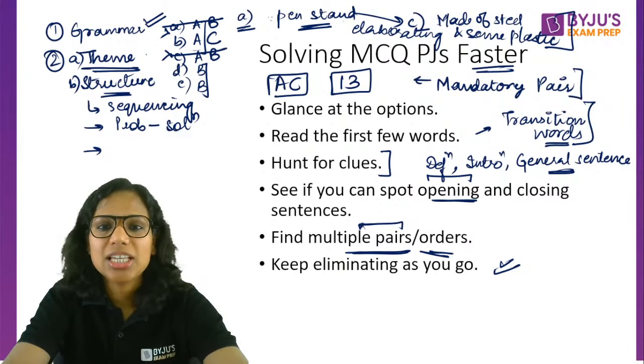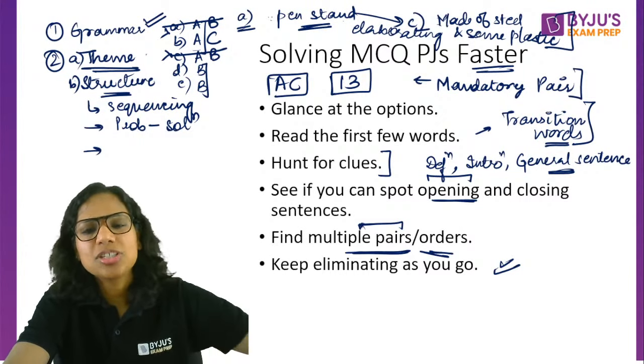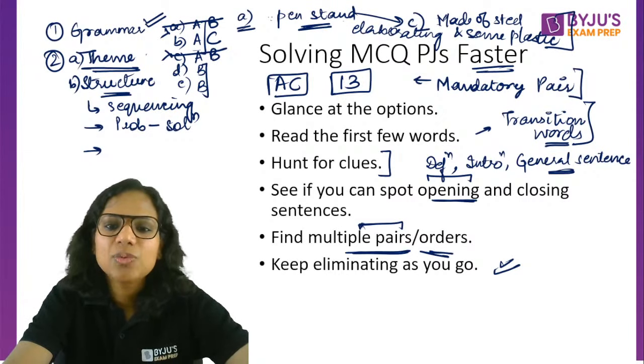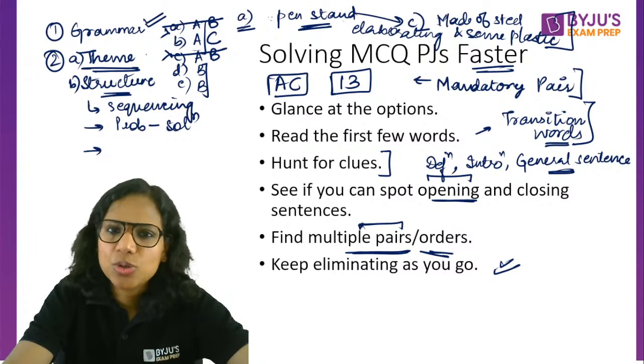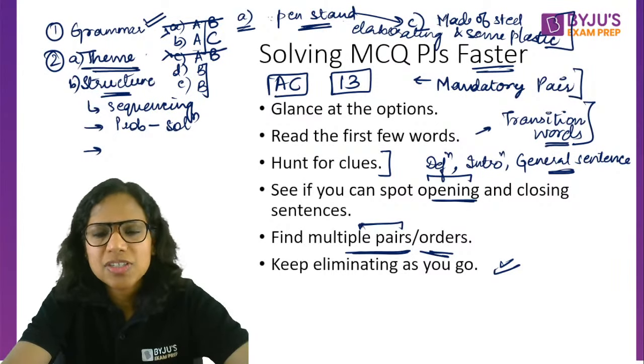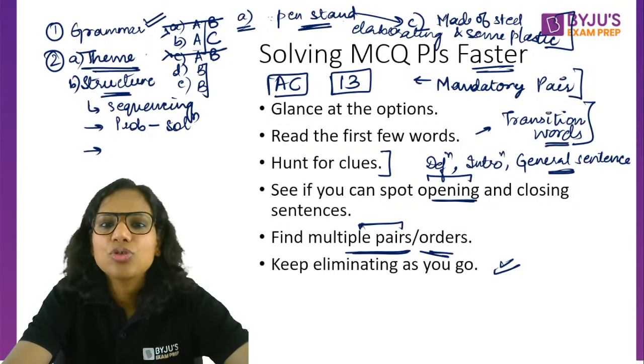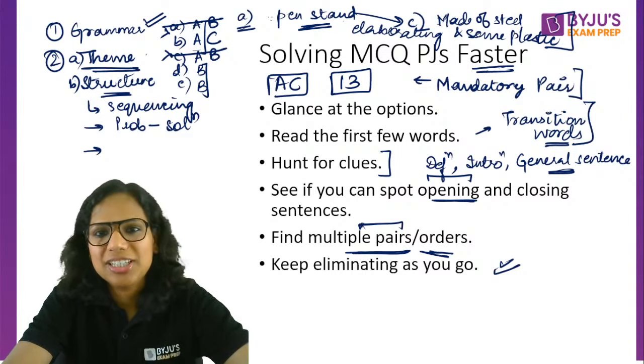I hope everybody has understood this. Any queries you can ask me. Otherwise, we'll proceed. So first of all, when we look at a question, we'll glance at the options. We'll go for a vertical scan. We'll spot as many clues as we can. We'll see if we can find the opening and closing sentences. Sometimes they are pretty obvious. And after making one or two mandatory pairs, we'll go and eliminate.